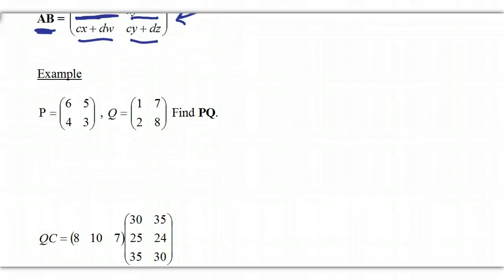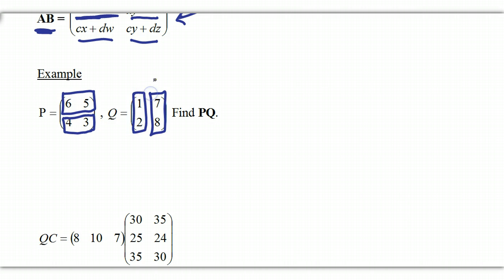Look at the first example here. You are given two matrices P and Q. To find PQ, first of all, recall it's easier if I divide the first matrix up into rows and the second matrix into columns. So for PQ, the first element will be the first row times the first column, which corresponds to the position of this first element.